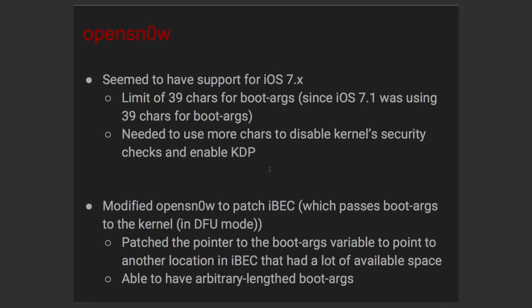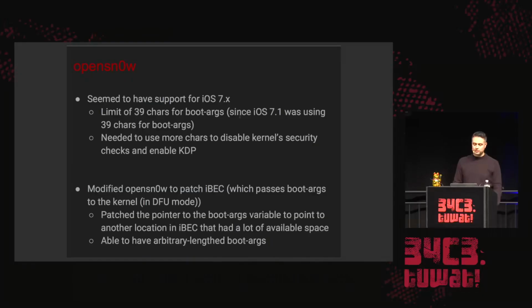Now my problem was that I couldn't have an arbitrary length of boot args. Boot args are the arguments that you pass to the kernel when it boots, and they are really important in iOS because by passing certain boot args to the kernel, you can disable signing checks, you can enable kernel debugging, so it's really important to be able to pass arbitrary length boot args. iOS 7.1 was using up to 39 characters, so that was the reason OpenSnow couldn't support more.